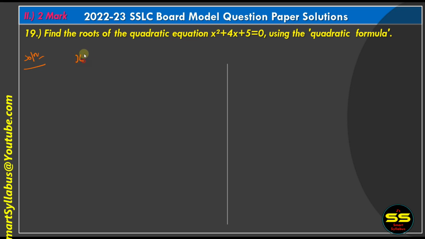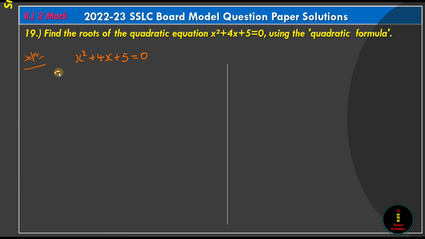So the given equation is x square plus 4x plus 5 is equal to 0. Now we have to solve this equation by quadratic formula. Hope you all know what the quadratic formula is. Before solving this with the help of the quadratic formula, we need to compare this with the standard form of the quadratic equation.